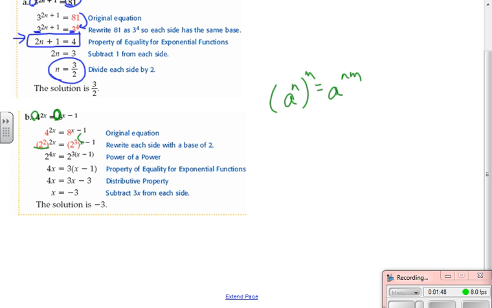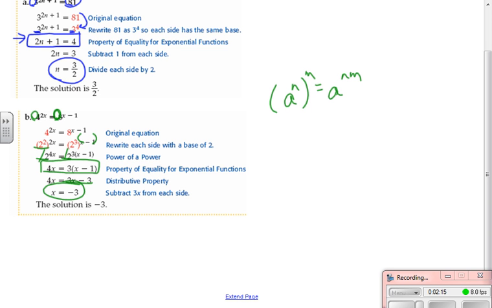to, this is a single number also, so you have to do the distributive property. So I'm going to have 3x minus 3 eventually. So since the 2's are the same here and here, I'm going to go ahead and set the equation of the exponents equal to each other. Distributive property, subtract 3x from both sides, and we find out that x is -3.